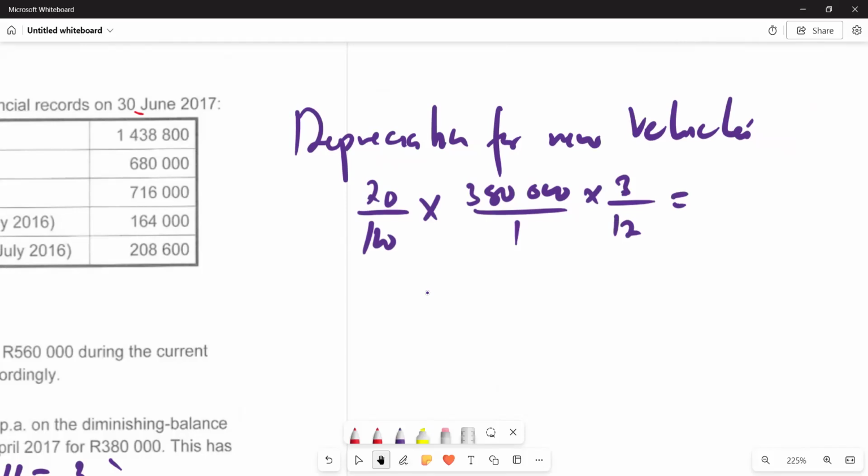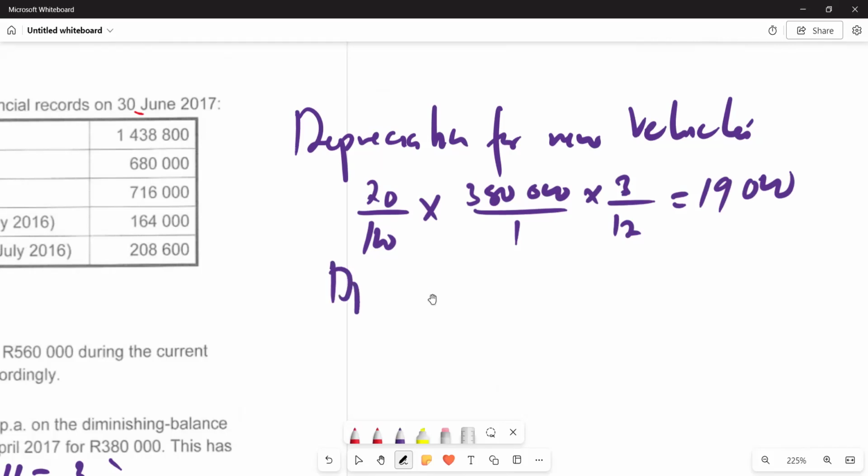Try to see what we are getting there. We're saying 20%, then multiply by 380,000. And you're going to get your 76,000. Then you multiply by 3 over 12, which is 1 over 4, and then we'll see what we get. You're going to get your 19,000. So 19,000 is depreciation for new vehicle.